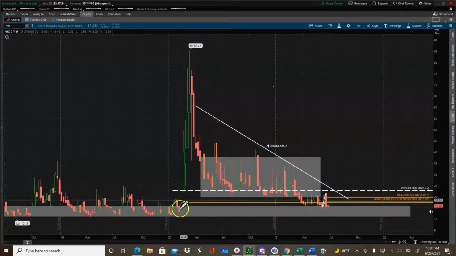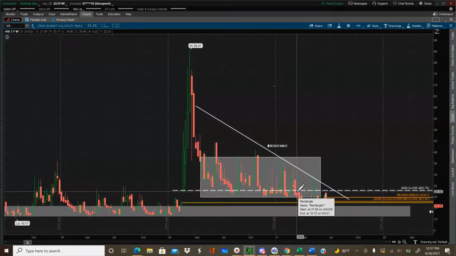On VIX, there's a gap that I identified a while back, and VIX finally filled that gap. Upon seeing this gap, I hypothesized that at some point VIX was going to fill it. And as you can see, it took a little while, but it finally did during the earlier part of this year.